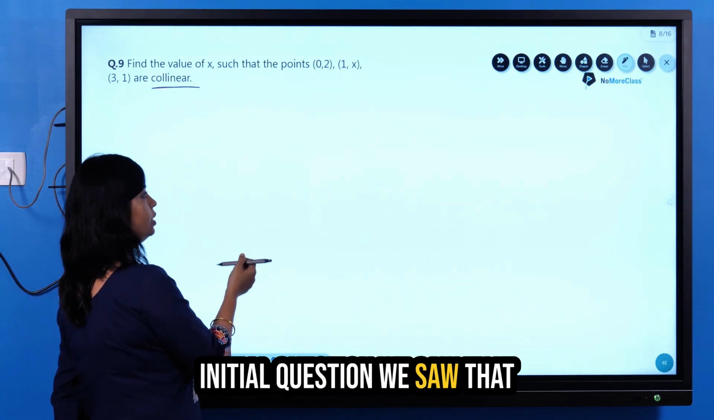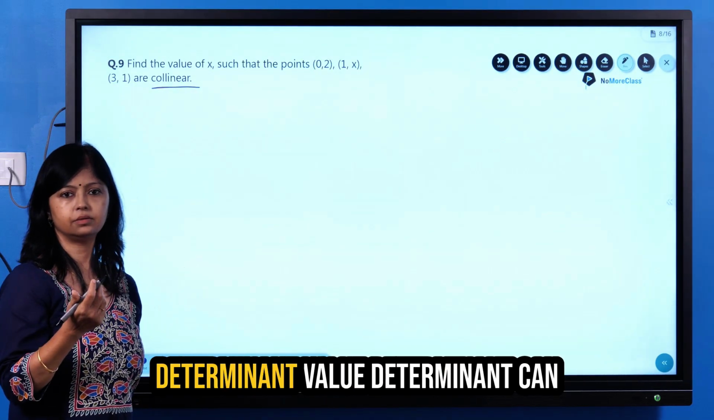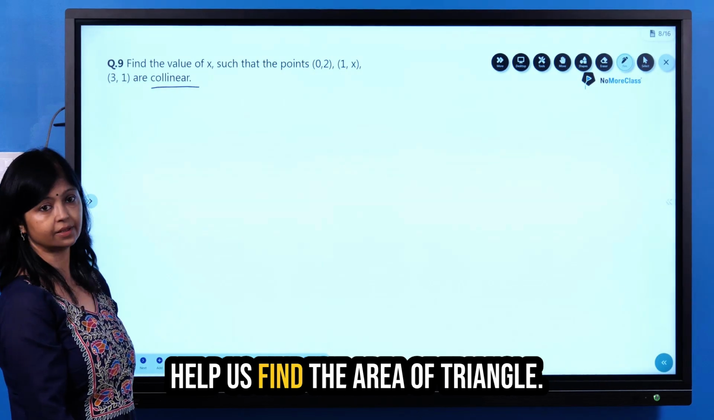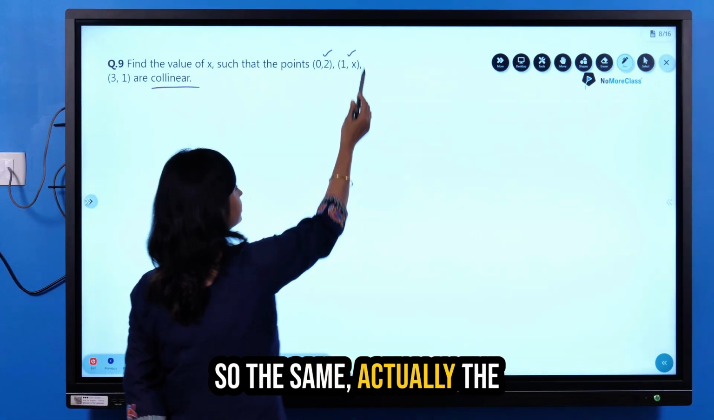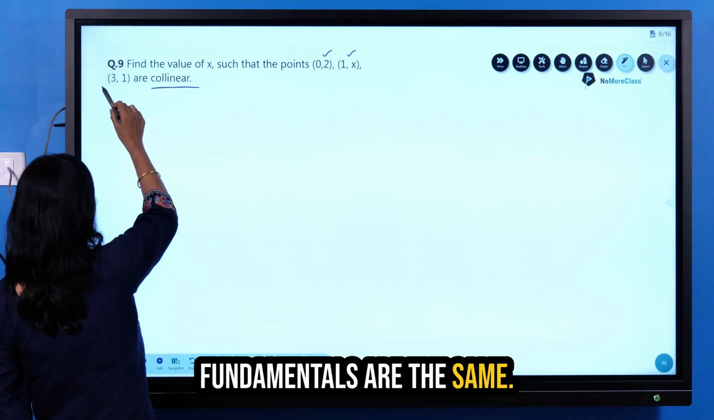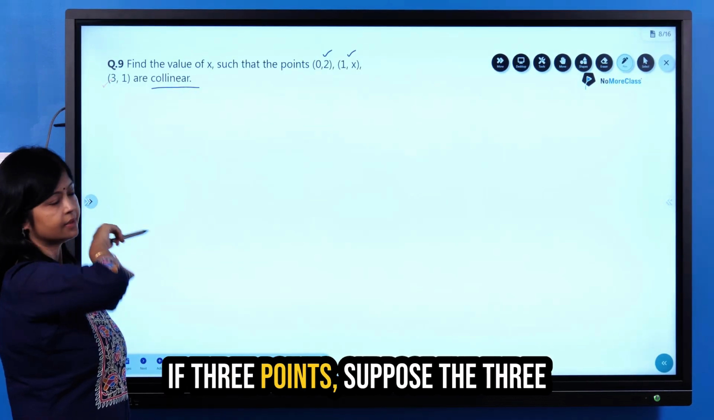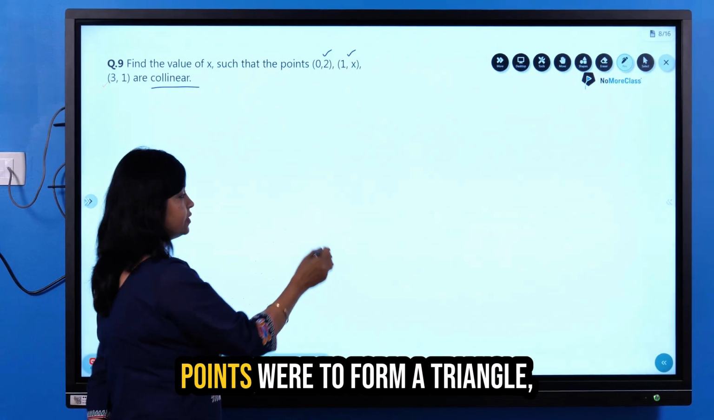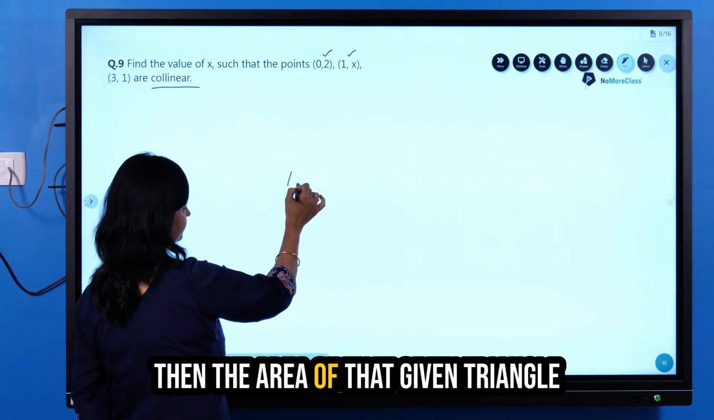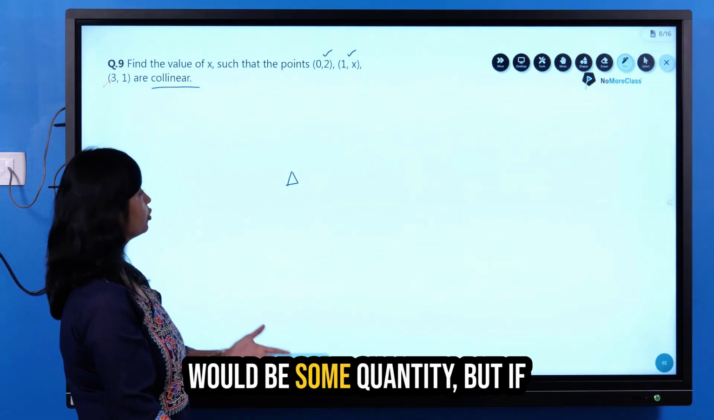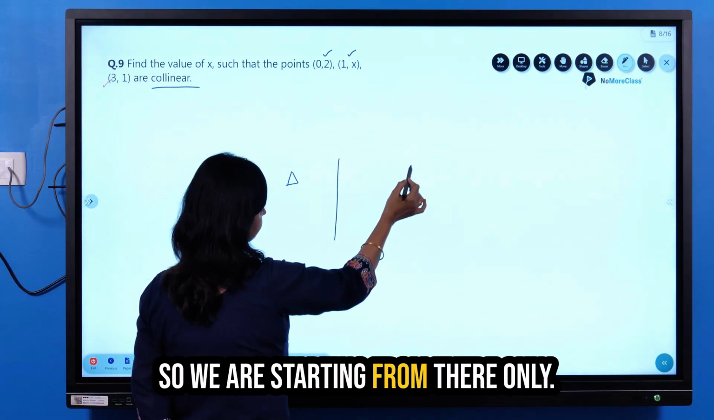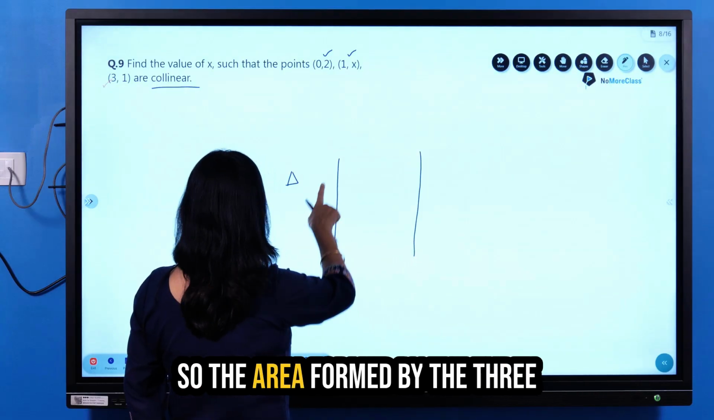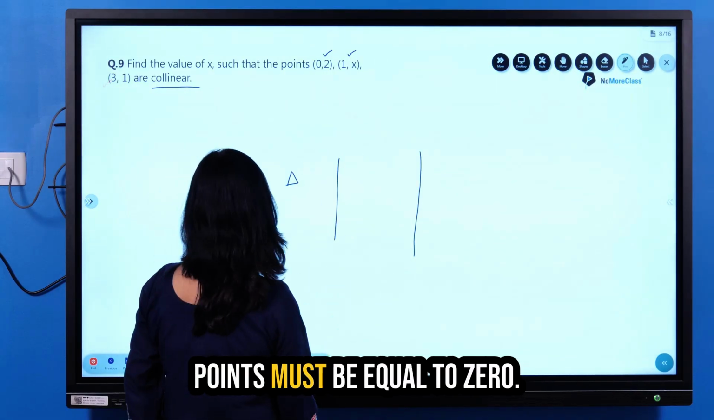In an initial question we saw that a determinant can help us find the area of a triangle. So the fundamentals are the same. Suppose the 3 points were to form a triangle, then the area of that triangle would be some quantity. But if they're collinear, the area will be 0. So we are starting from there only. The area formed by the 3 points must be equal to 0.